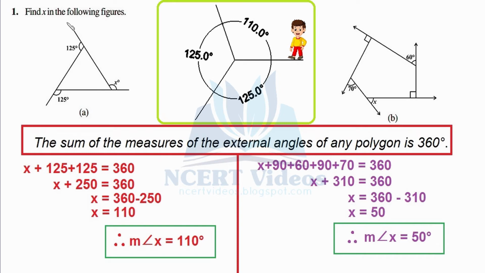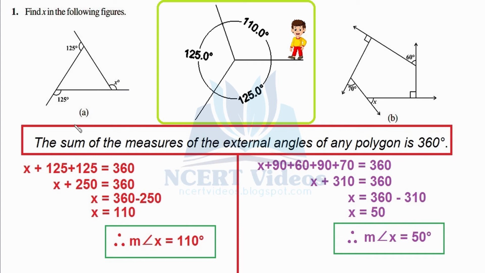Now we have learned very well the reason behind this particular universal truth. Based upon that, we shall find the value of x in both these parts. Here we are dealing with a triangle. Again, it is a polygon. So two external angles are given to us. We have to find the third. So it is very simple. We can construct an equation and equate it to 360 degrees. So we have done the same.